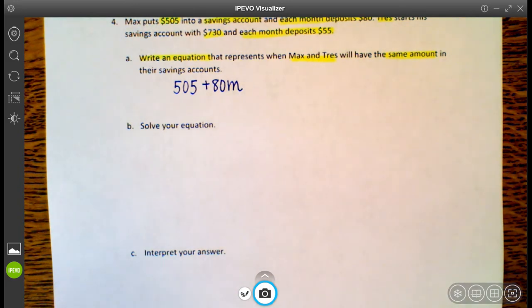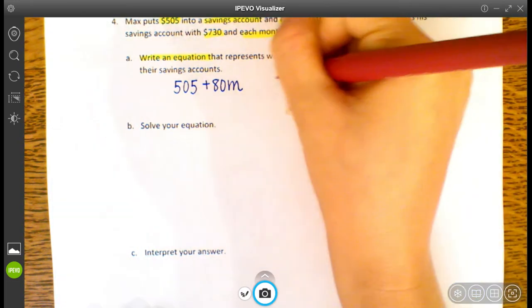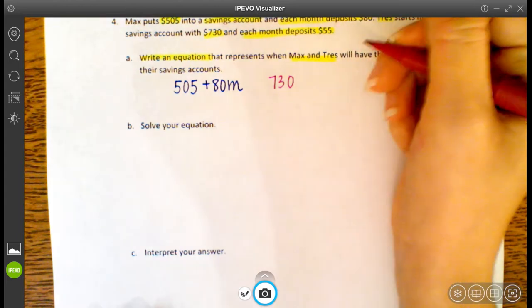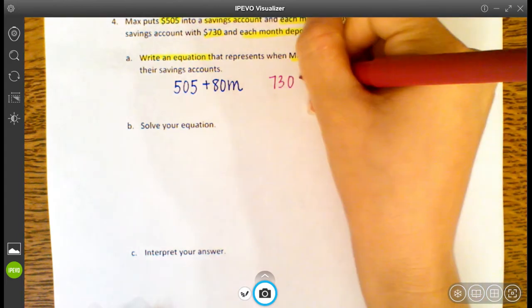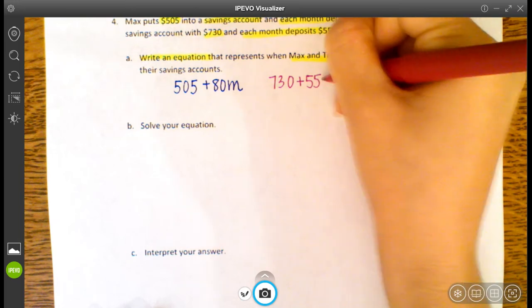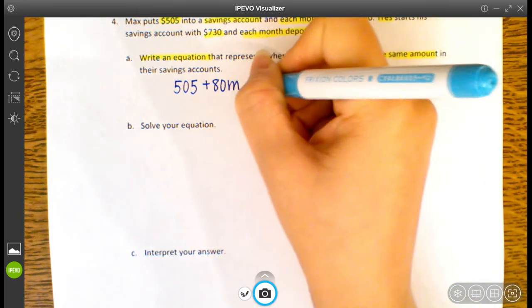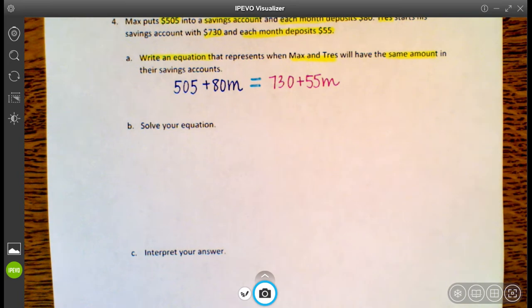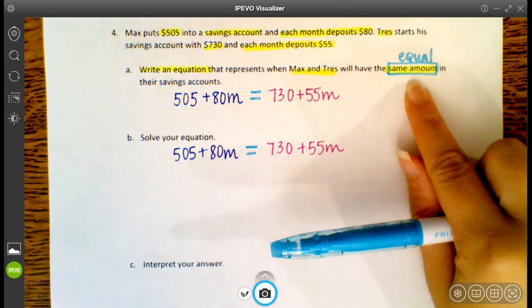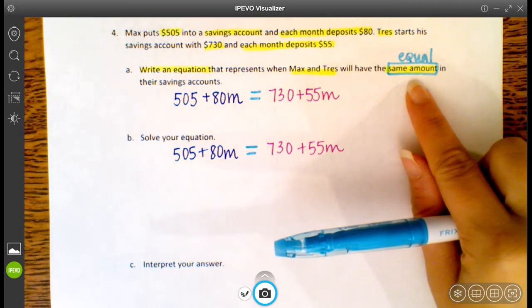Now for Trey, we are going to do his in magenta. So Trey starts off with $730 in his account, but each month he deposits $55 per month. And we're trying to find when they will have the same amount in their accounts or when they will become equal. So we have just made our equation and now we're going to solve it. So I'm actually going to pause here for a second and I'm going to rewrite my equation under letter B. So again, guys, we're looking for when they have the same amount in their accounts. So we are setting them equal.